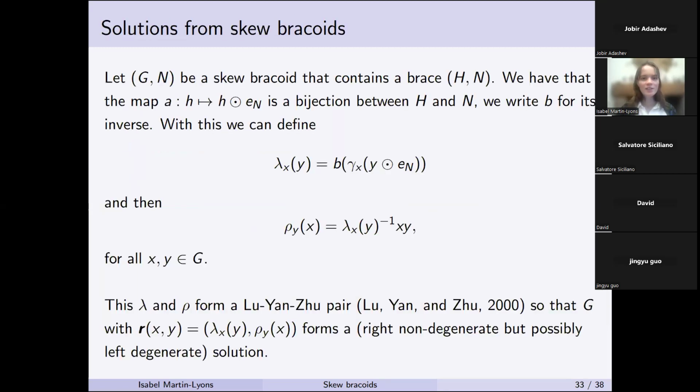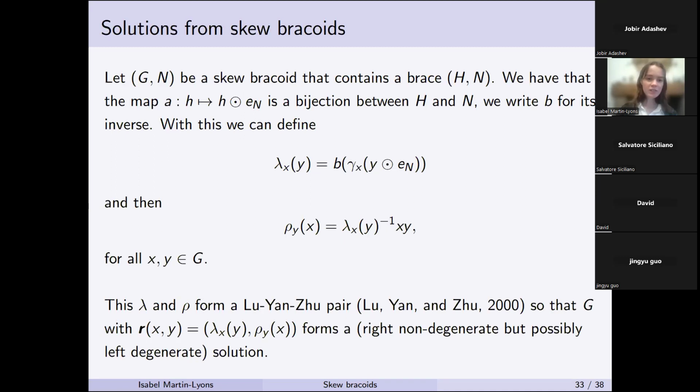So how can we get a solution from a skew bracoid? This can be seen via semi-braces, but I think it's worthwhile to do it directly. So if we have a skew bracoid G with N that contains a brace, so H is our complement to the stabilizer, we have, as I said, a map taking little h to H acting on the identity, and this should be a bijection between H and N. We can write B for its inverse. So B of eta is the unique element of H that, when acting on the identity, gives eta.